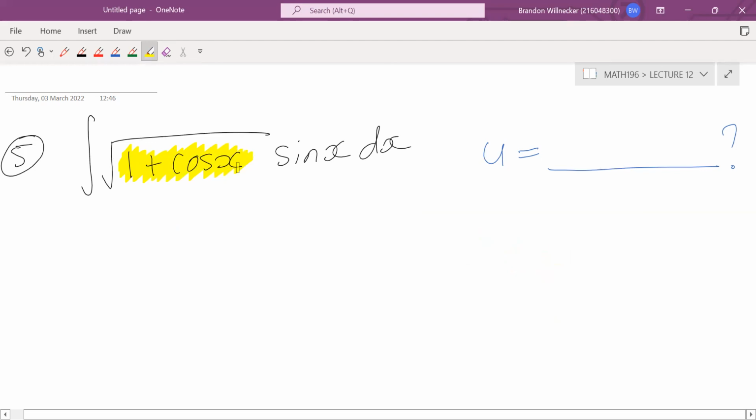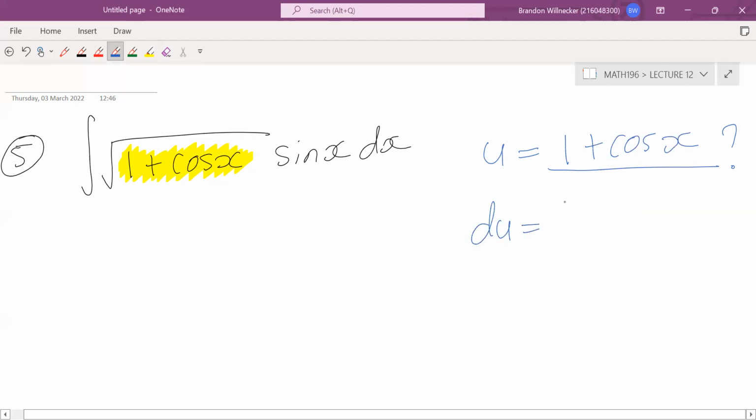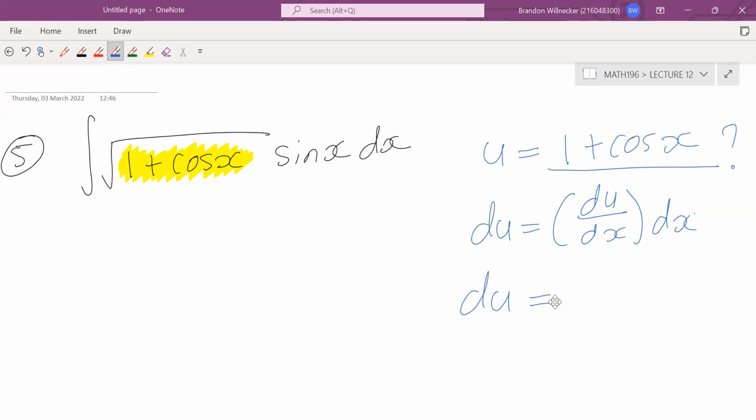Because we've got the square root, that's the outside function, and then we've got something inside the square root. So that's what we should let be u. In this case, u should be 1 plus cos x. Everything inside the square root, we let that be u. So du is going to be du by dx dx. So du is equal to, what are we going to get if we take the derivative?